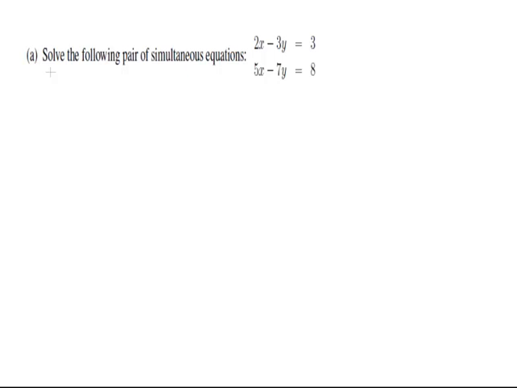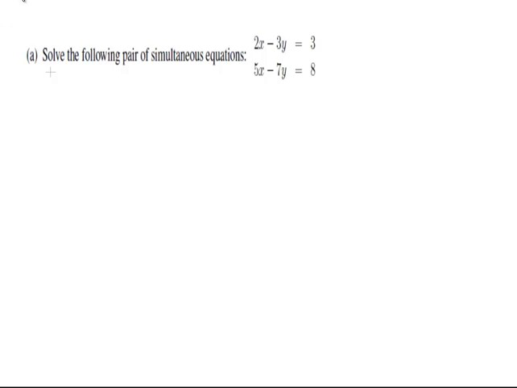In this presentation we're going to solve the following pair of equations. So we have 2x minus 3y equals 3 and 5x minus 7y equals 8. So what we have to do is find a value for x and a value for y that is valid for both sets of equations. So the same values work for both sets of equations.